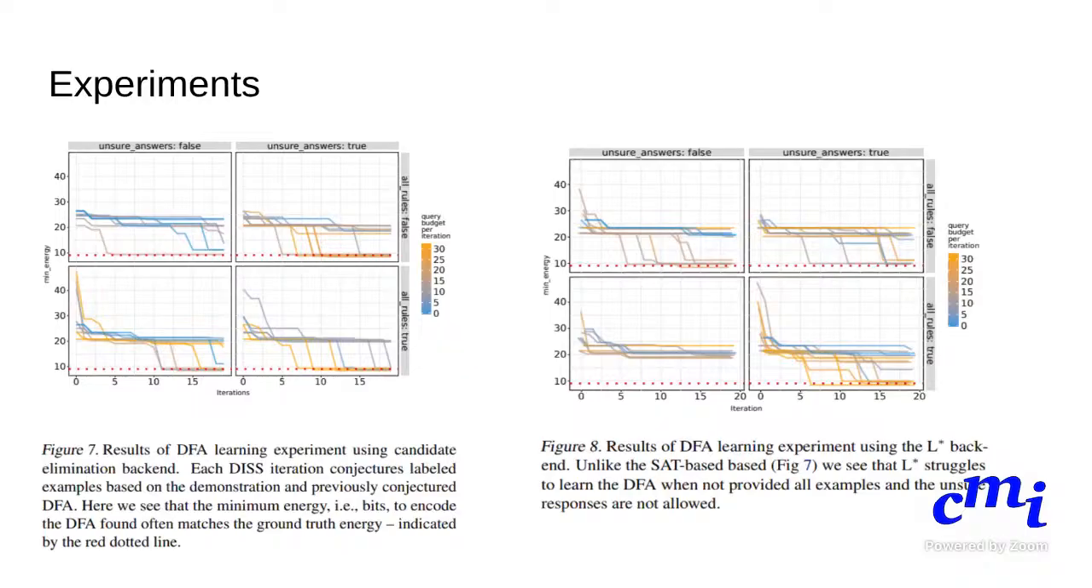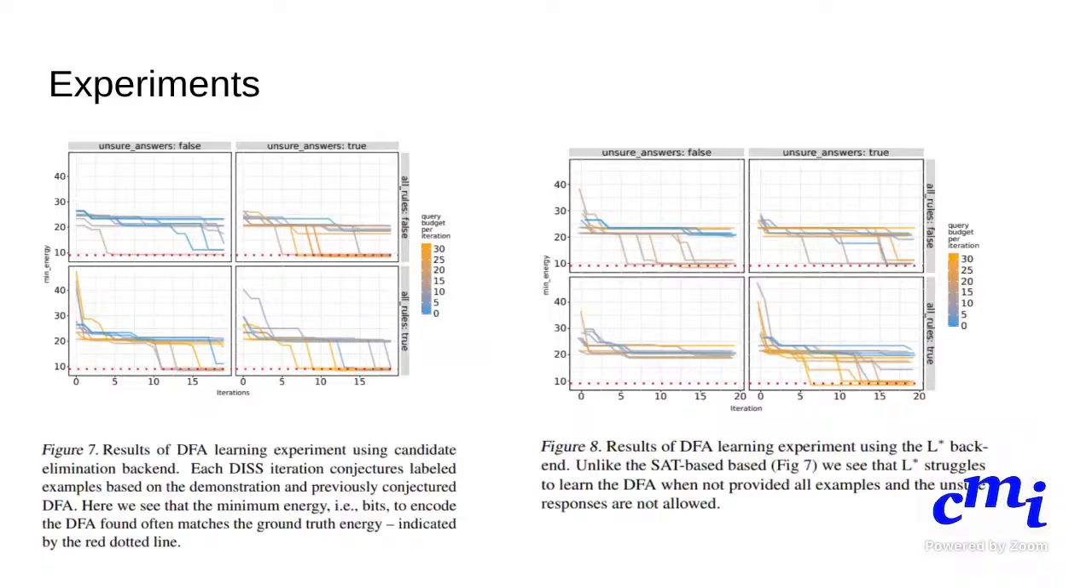So the red line is the ground truth energy, I think. The vertical bar is for energy. If the color is not clear, I think this is orange and blue, and they have used a red dotted line for the ground energy that we want to achieve, like the correct DFA we want to learn. And if a method comes down to it, that is good.